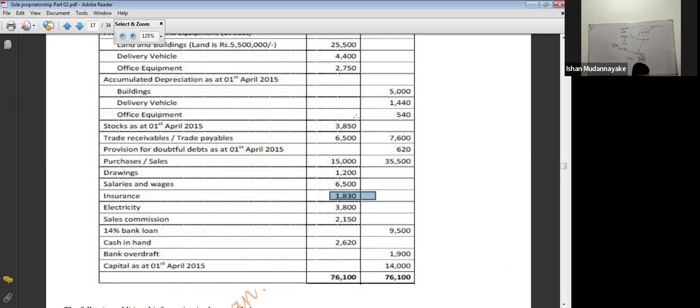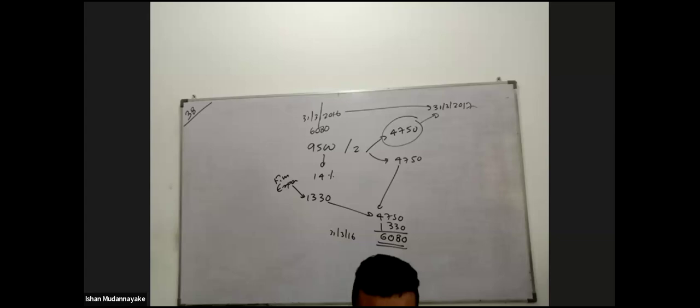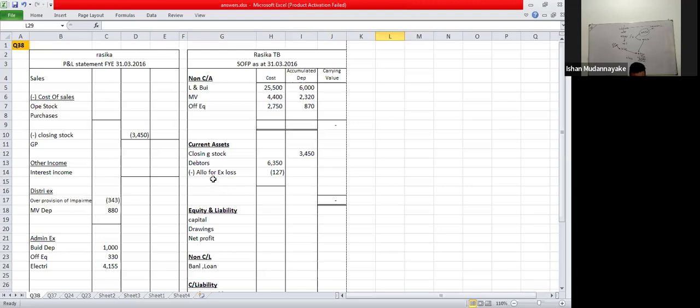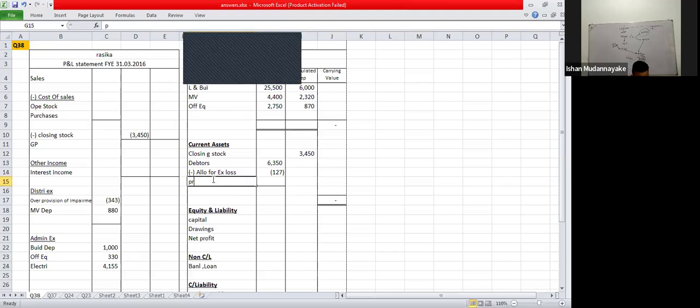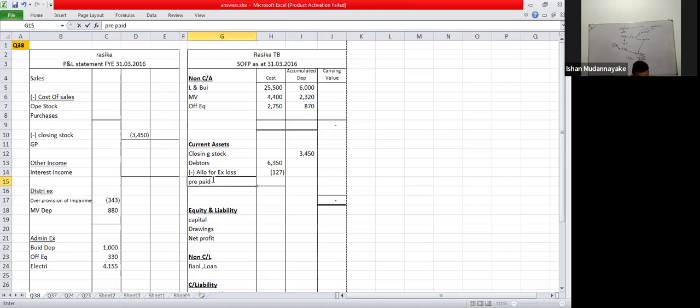Then my 530 is categorized under current assets. Prepaid insurance, current assets 530.